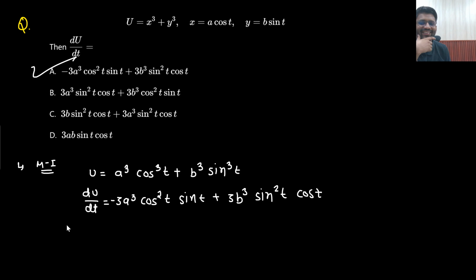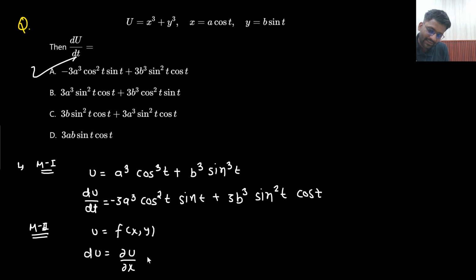Job done. Okay. But usually we are engineers. If we don't use our brain, what will I be doing in the examination? Sir, u is a function of x comma y. So what will be du? So du will be del u by del x into dx plus del u by del y into dy. Then what would I do? Sir, divide by dt, because du by dt I am supposed to find out, divided by dt.